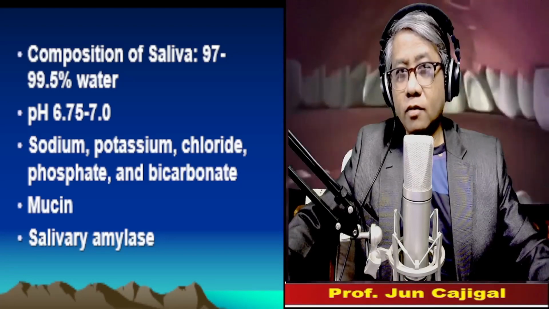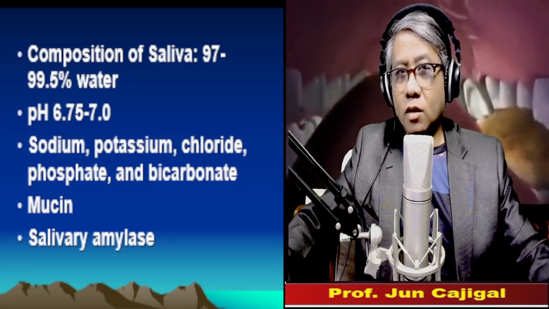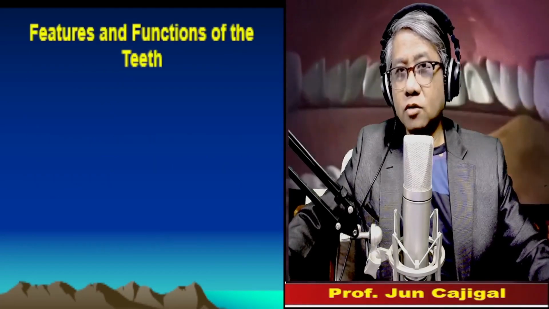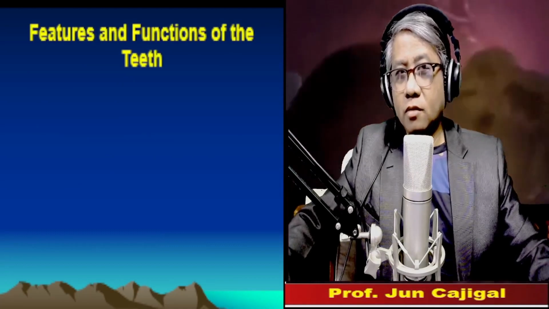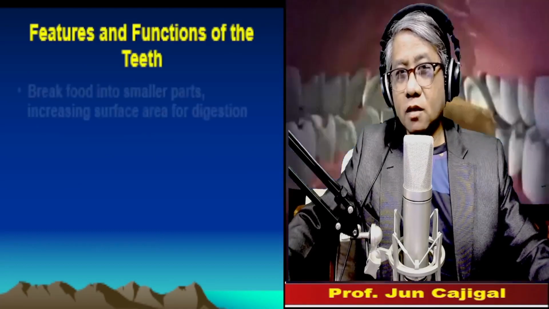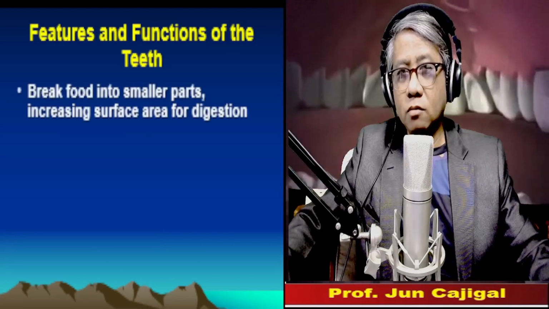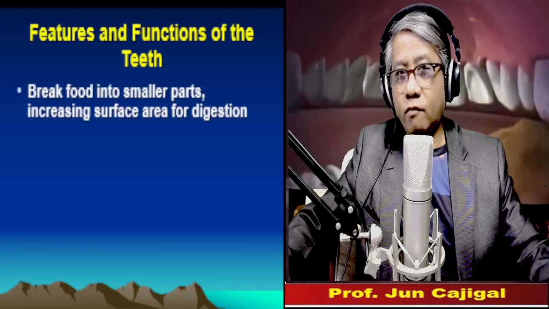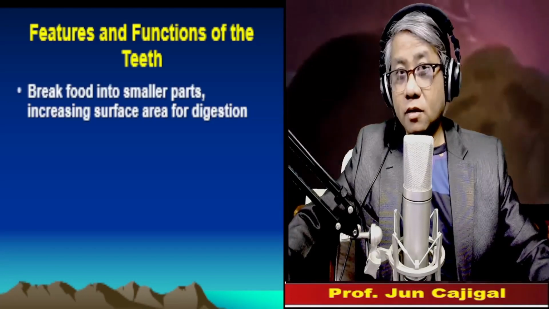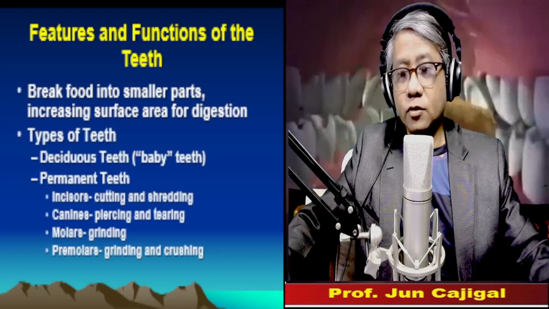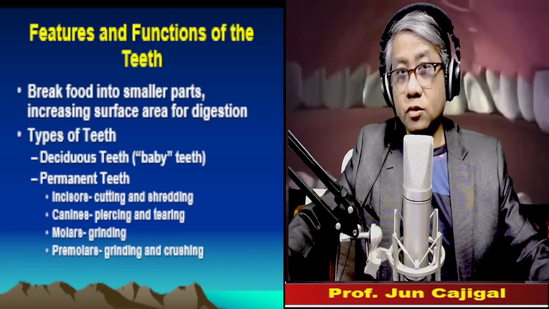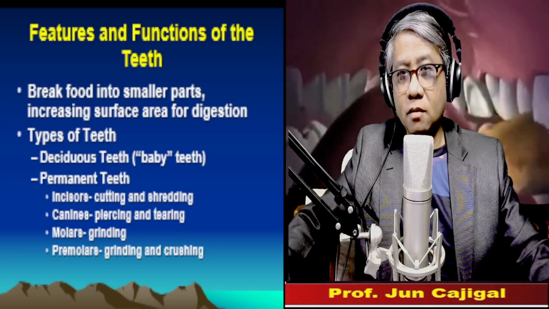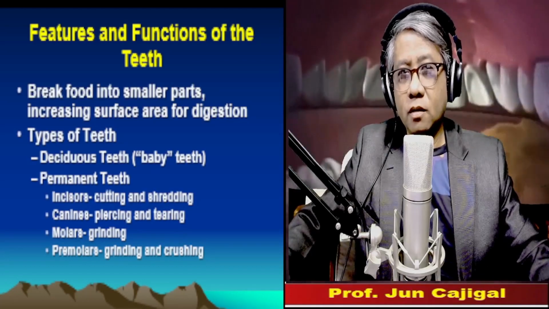Also, in the oral cavity, we have the teeth. Now, what are the features and functions of the teeth? The teeth aid in the physical breakdown of food into smaller parts, increasing the surface area for digestion. Now, there are several types of teeth. First, we have the deciduous teeth, also known as baby teeth. Then we have the permanent teeth.